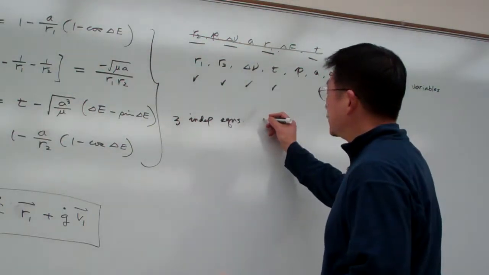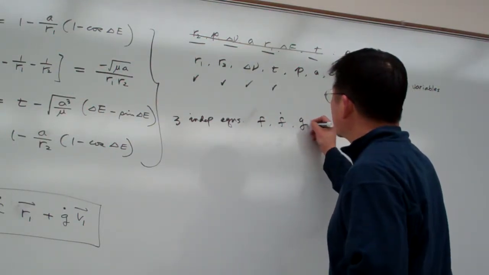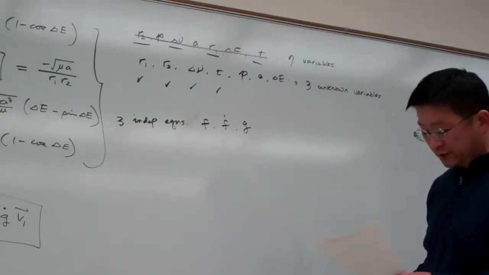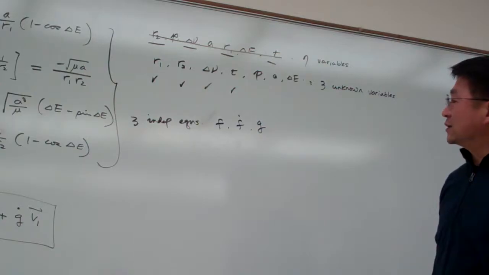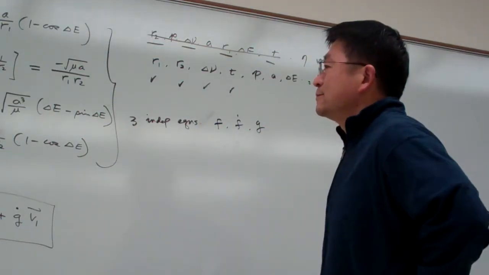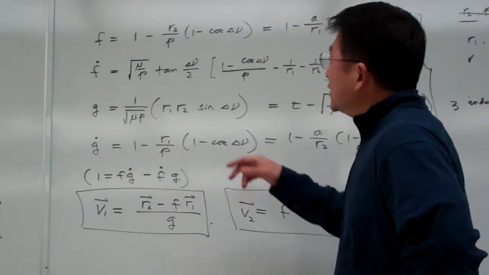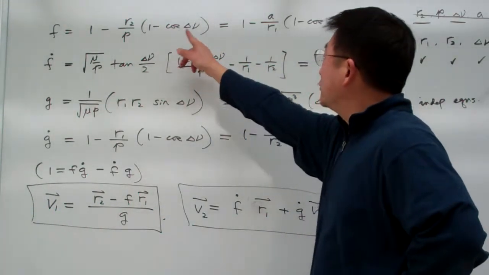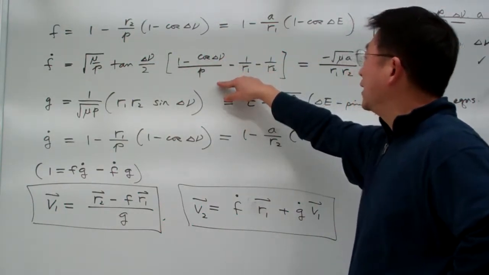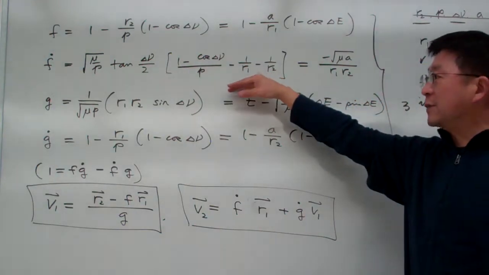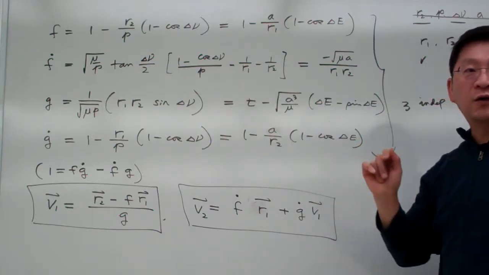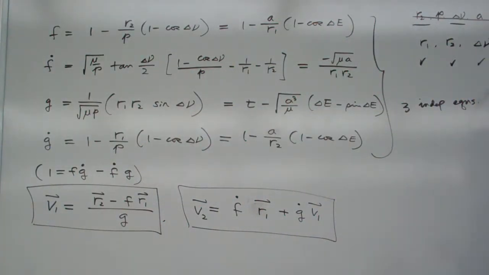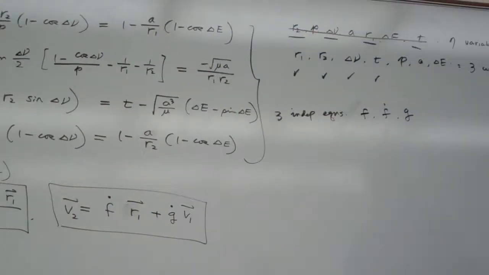Let me say the 3 equations are f, f dot, and g. The last one I treat as the dependent one and don't use it, so we have 3 equations. Now the procedure is this. Look at the two equations, the f function and the f dot function. They involve R2, P, delta nu, etc., but specifically they don't involve the time of flight. The time of flight is only involved in g. Good?